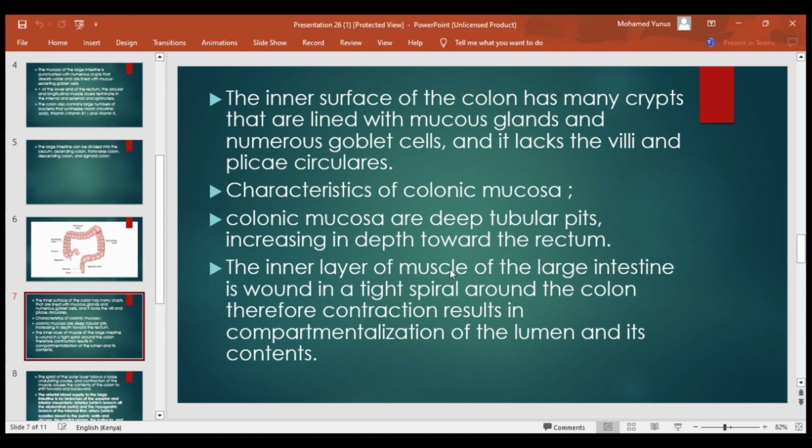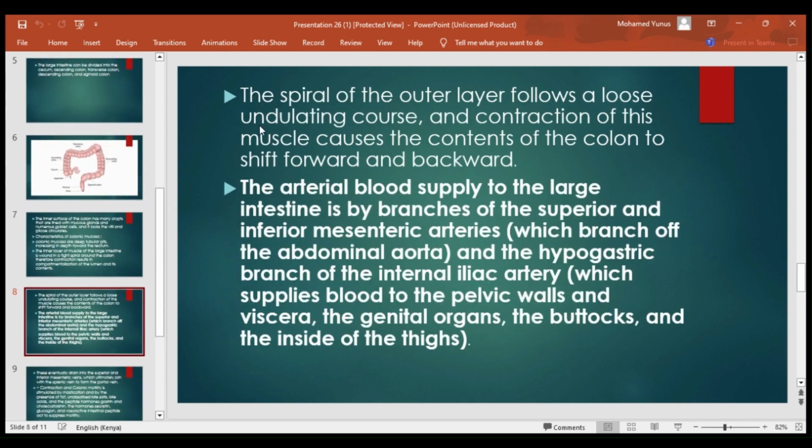We also find that the inner layer of the muscle of the large intestine is wound with a tight spiral around the colon. Therefore, contraction results in compartmentalization of the lumen and its content. The word was a little bit tricky to pronounce, but I did it. We also find that the spiral of the outer layer follows a loose undulating course, and contraction of this muscle causes the content of the colon to shift forward and backward.